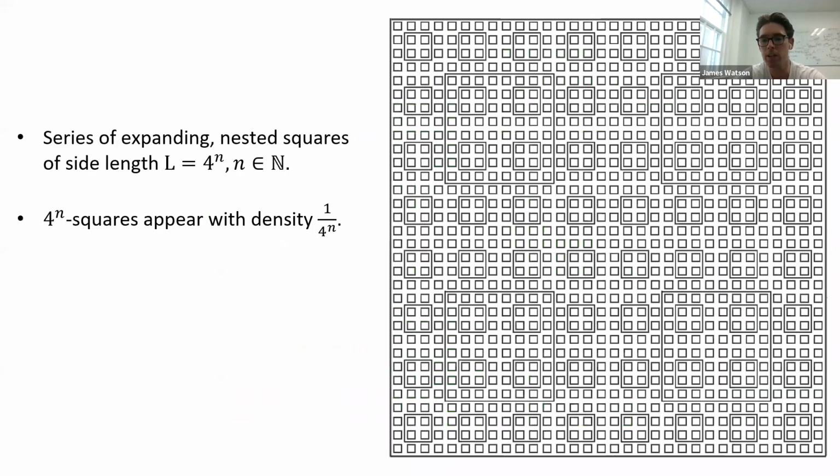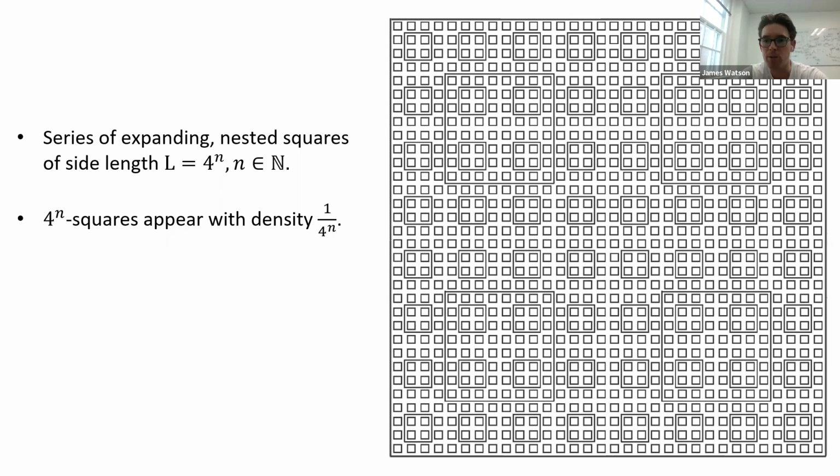And as you tile a larger and larger grid, you see that they tile a pattern that looks something like this. So it's a little bit trippy. I'll give you a moment to kind of take that in. But the basic idea is that they generate a series of expanding nested squares whose size goes up as powers of 4 to the power of n. And we see that larger squares appear with lower densities.